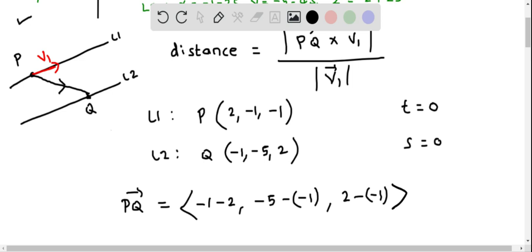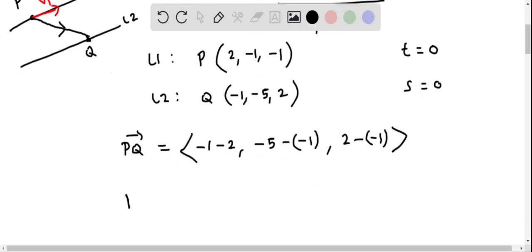So let's simplify this. Therefore, we see that the PQ vector equals -1 minus -2 is -3, and this becomes -5 plus 1, which is -4, and this becomes 2 plus 1, which is 3. So we have obtained the PQ vector, which is <-3, -4, 3>.